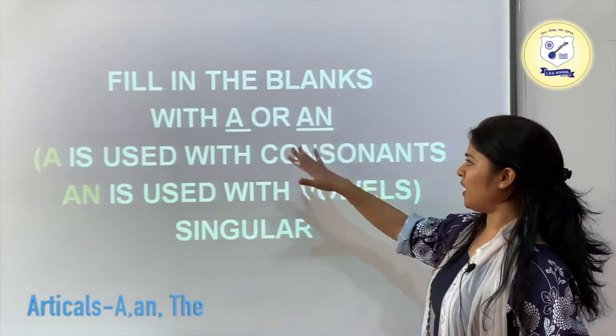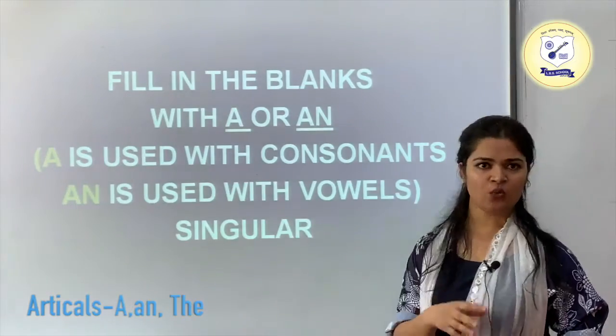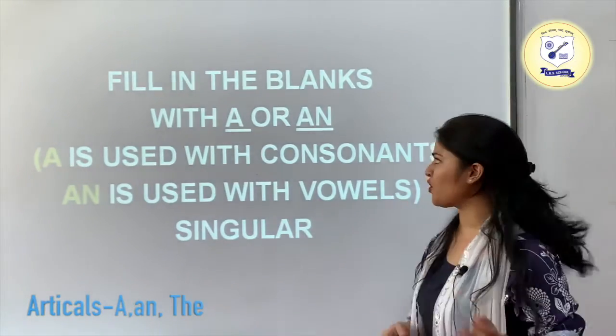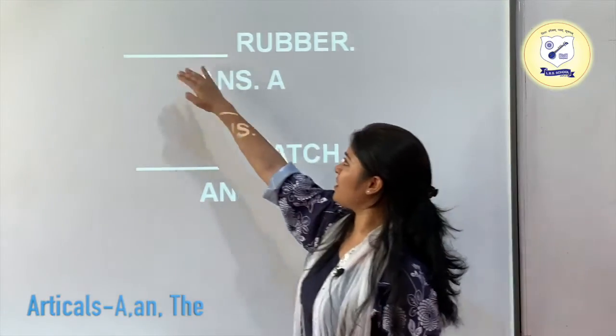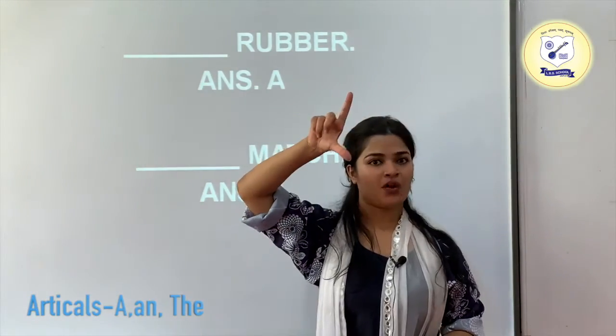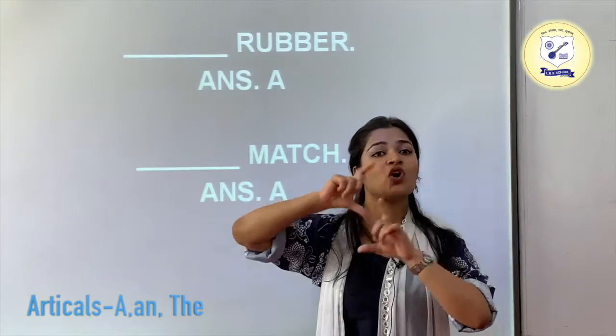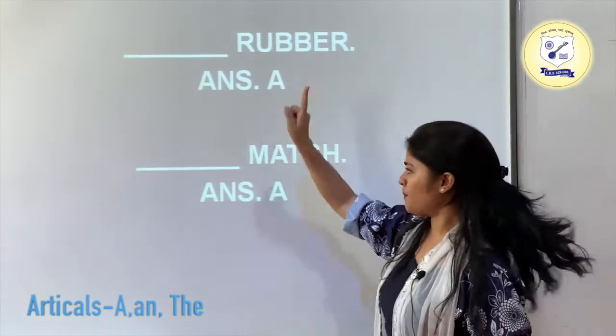Fill in the blanks with a or an. A is used with a consonant, an is used with a vowel. Now we will take some examples for you. We have a few fill-in-the-blanks, like dash rubber. You can see that this word begins with R, which is a consonant, and we have a consonant sound only. So what we will use is a rubber.